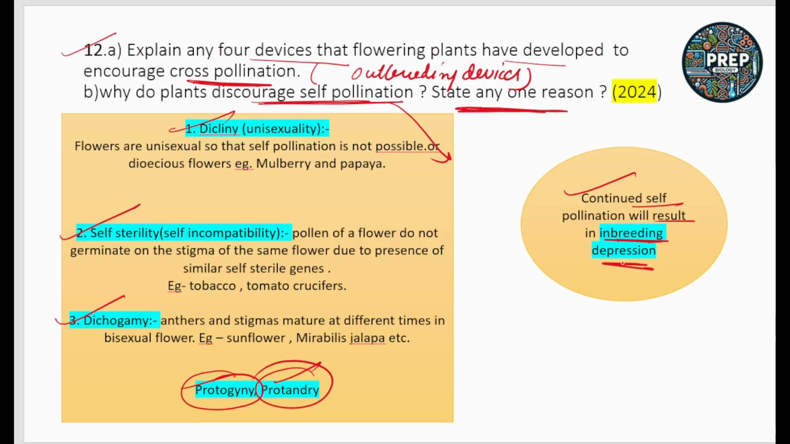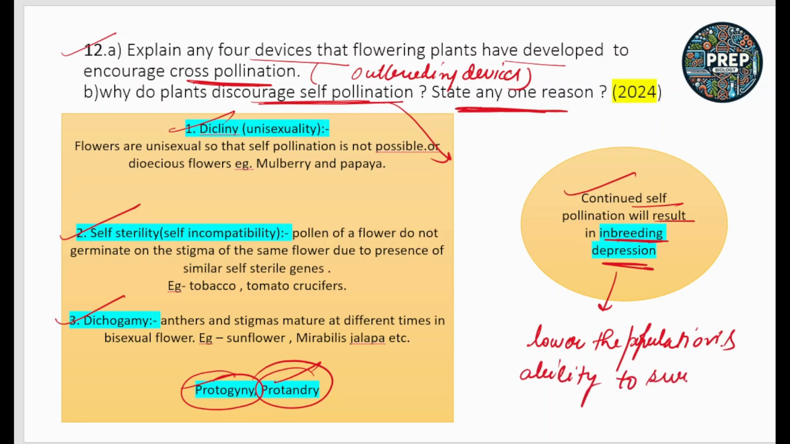Inbreeding depression means in a small population, mating between relatives is common. Inbreeding may lower the population's ability to survive and reproduce.